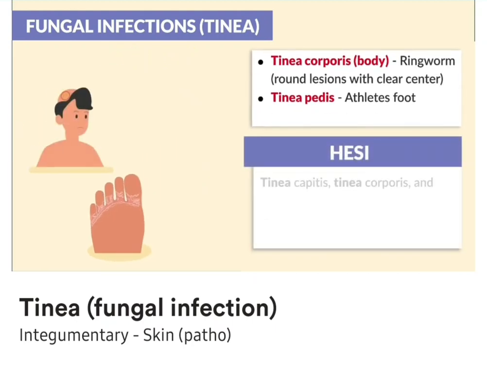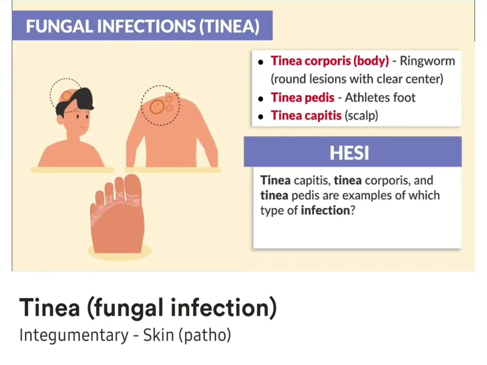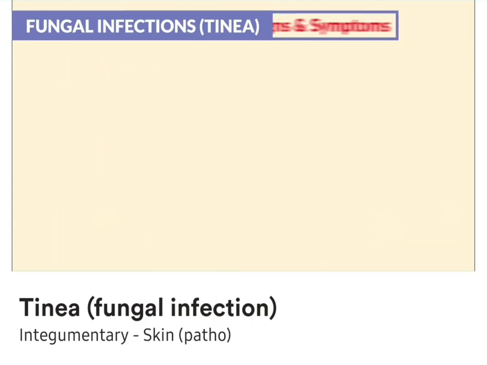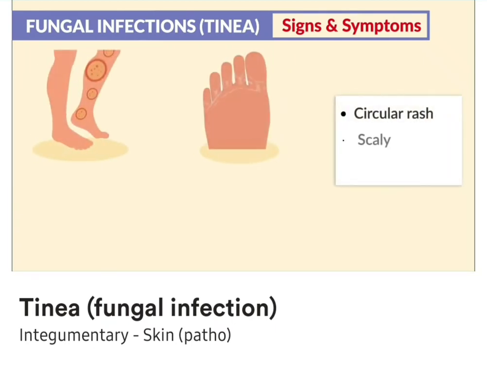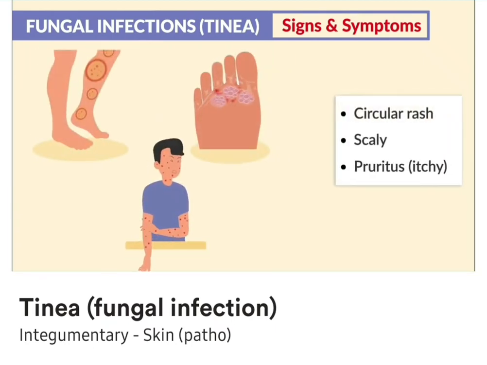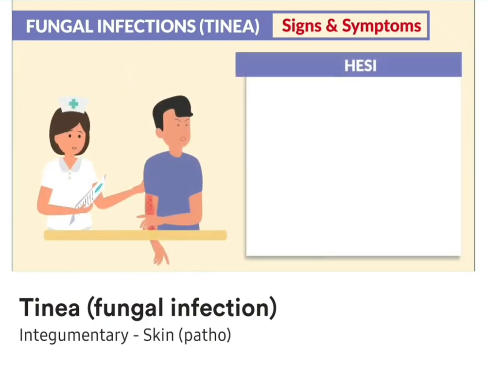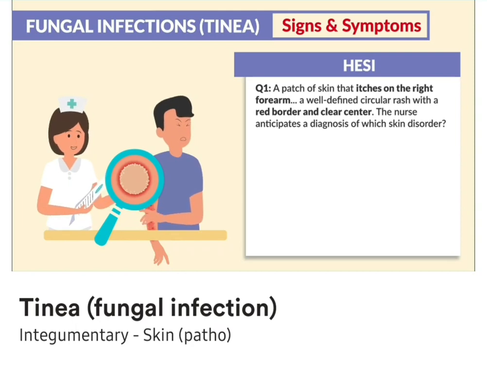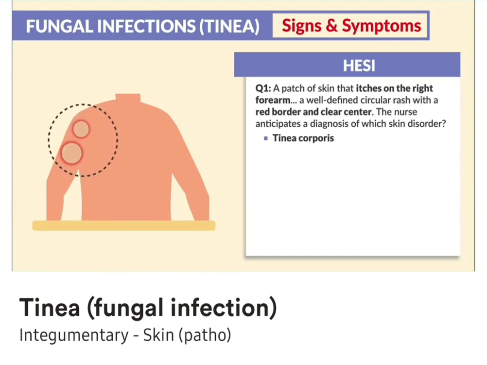So Hesi mentions tinea capitis, tinea corporis, and tinea pedis. All the tineas are examples of which type of infection? So remember, tinea, just think fungal infection. Now for signs and symptoms, we have a circular rash that looks scaly and even itchy, also known as pruritus. So Hesi mentions a patch of skin that itches on the right forearm, a well-defined circular rash with a red border and clear center. The nurse anticipates a diagnosis of which skin disorder? Tinea corporis.